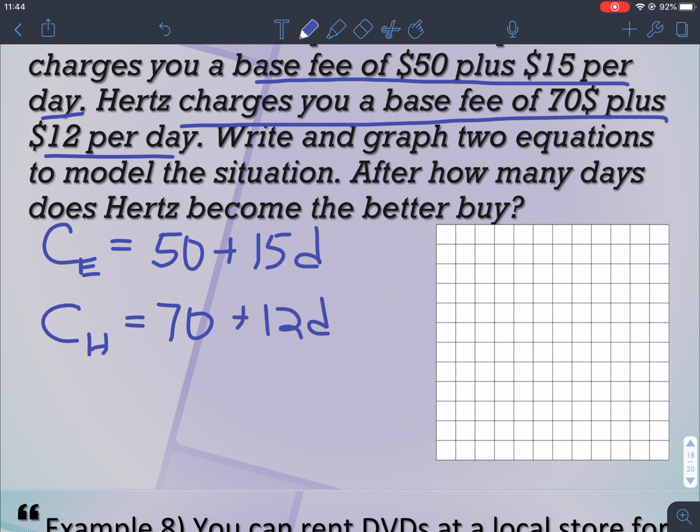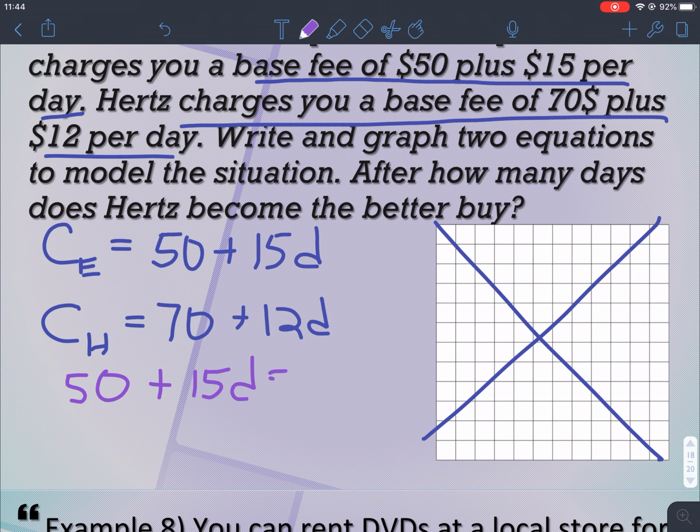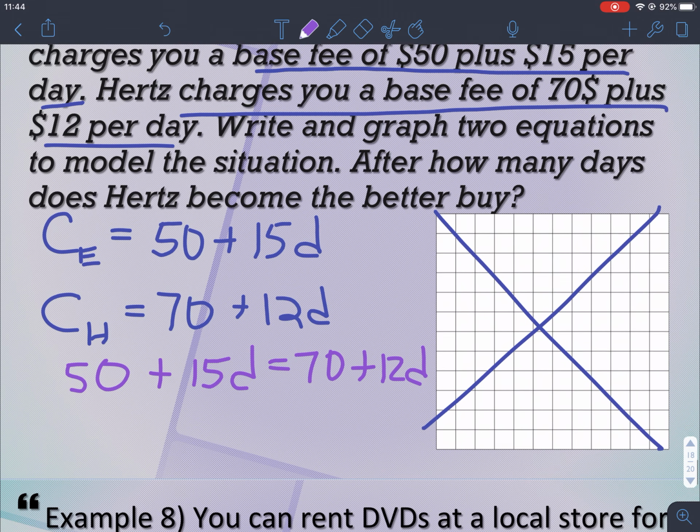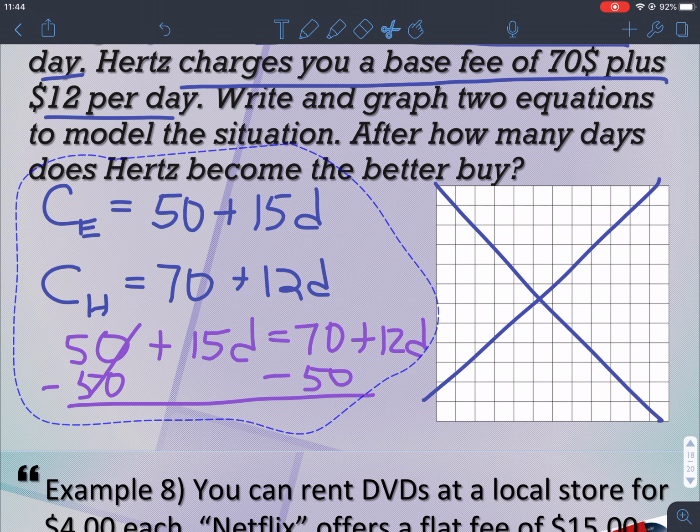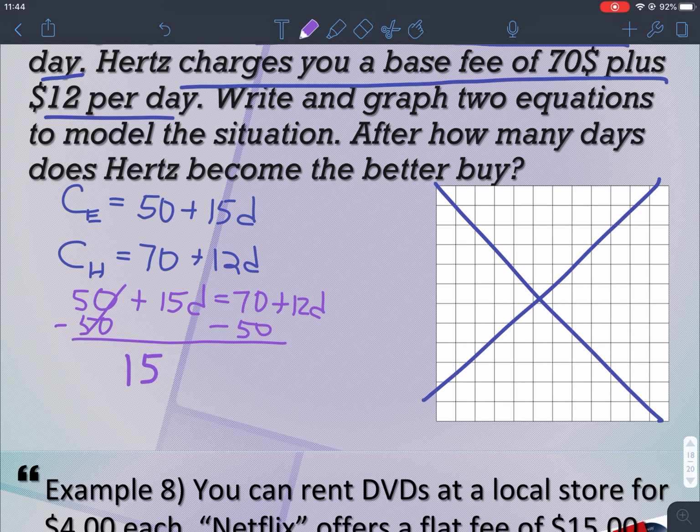After how many days does Hertz become the better purchase? We're going to skip the graph for now. And we can set these costs equal to each other in order to find when Hertz becomes a better buy. So 50 plus 15d equals 70 plus 12d, and solve. Subtract 50 from both sides. 15d equals 20 plus 12d. Subtract 12d.